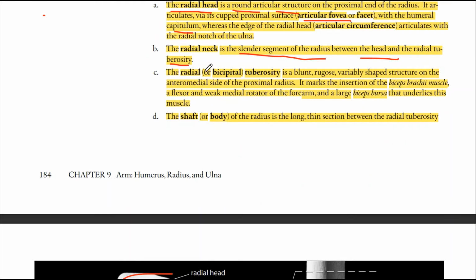Okay, so next thing is the radial tuberosity, very important. It's a blunt, rugose, variably shaped structure on the anterior medial side of the proximal radius. It marks the insertion of this muscle, a flexor, a weak medial rotator of the forearm, and a large muscle that underlies this muscle.